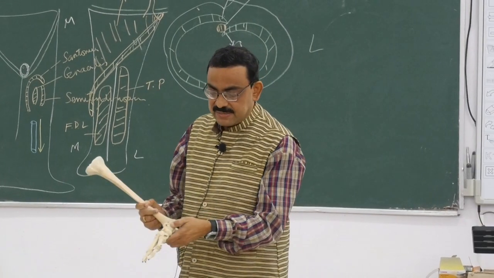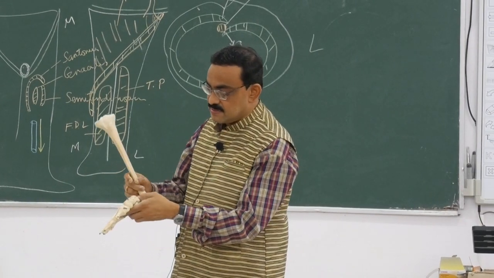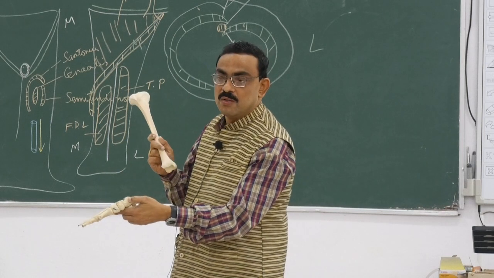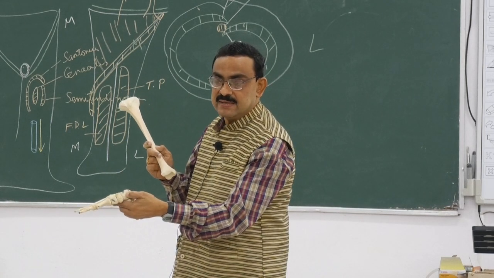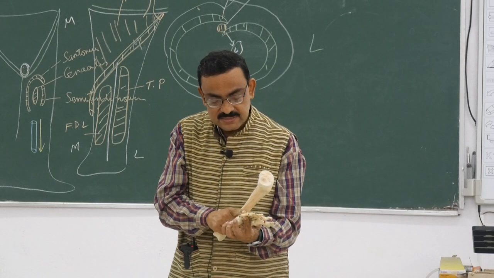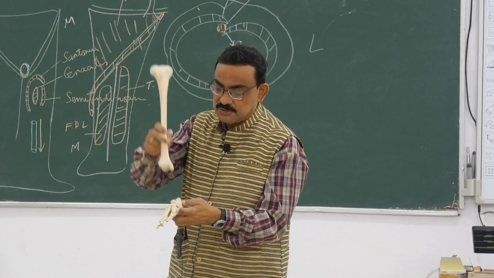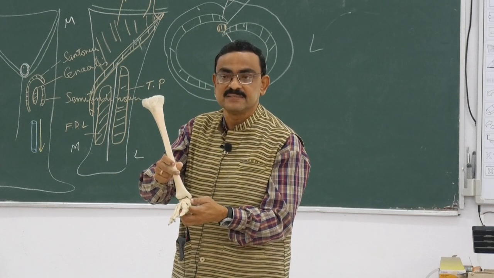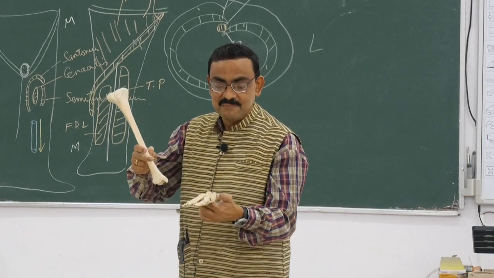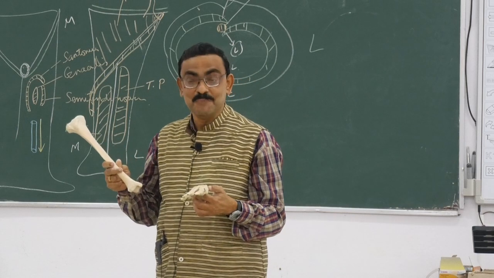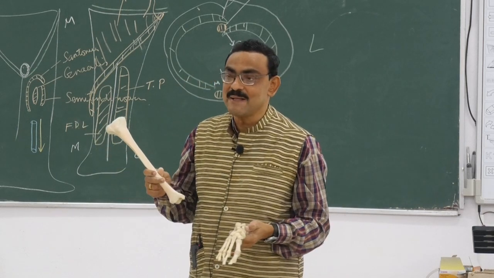In the body of the talus, we can find one comma-shaped area medially, and on the lateral aspect there is a triangular area. So this bone articulates with this talus. This is a very important bone. This is the keystone of the foot.